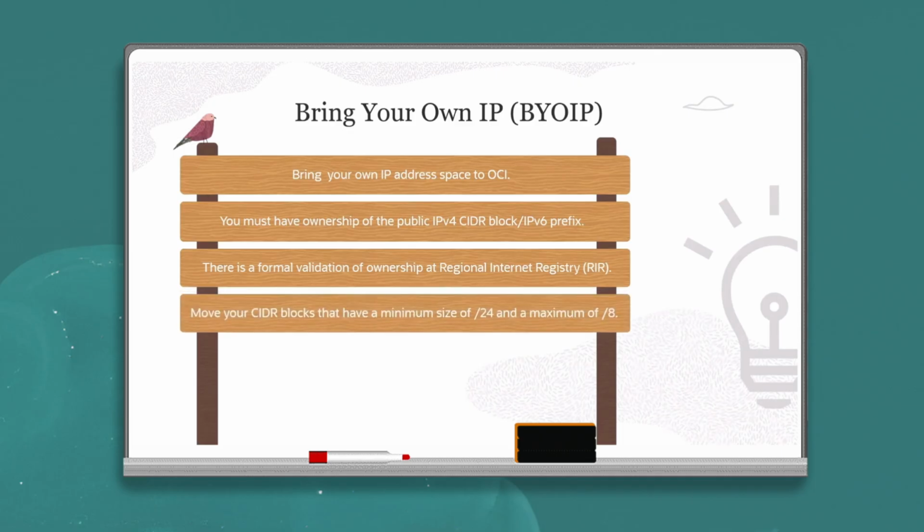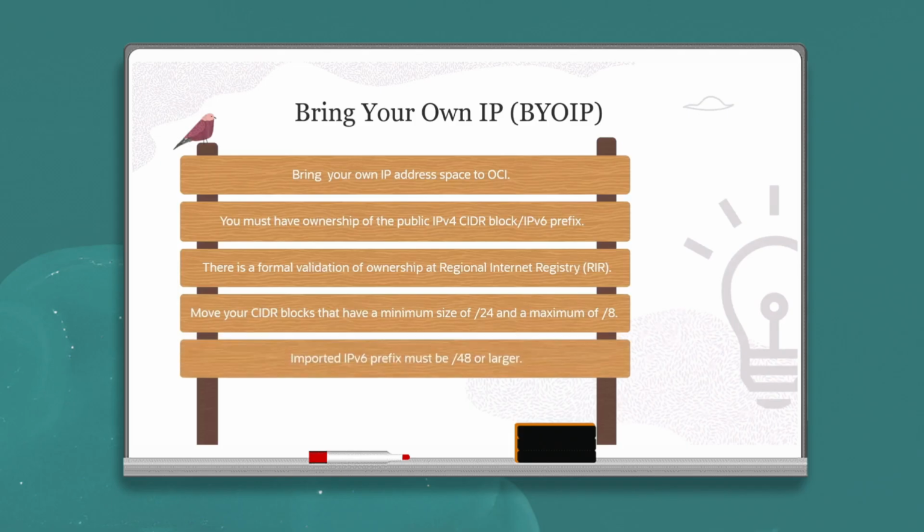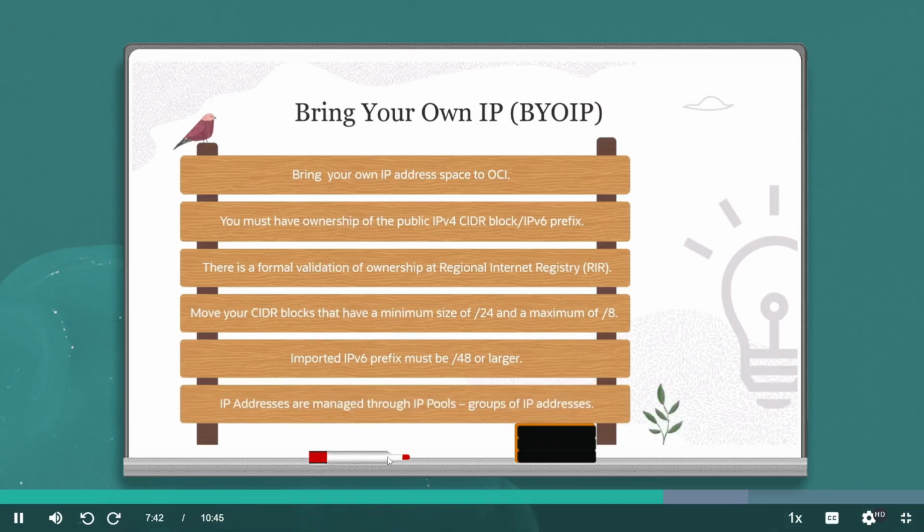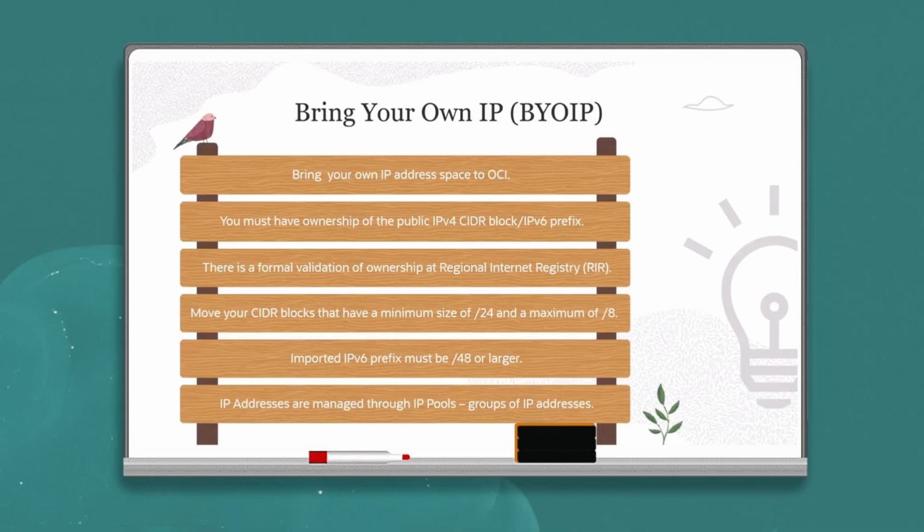As far as the limits are concerned, I mentioned that you can use bring your own IP with an IPv4 CIDR block that is minimum of /24 and maximum of /8. And when it comes to importing an IPv6 prefix, it must be /48 or larger. And after the process is successful, you can manage IP addresses through IP pools. And remember, this is just for IPv4 addresses.